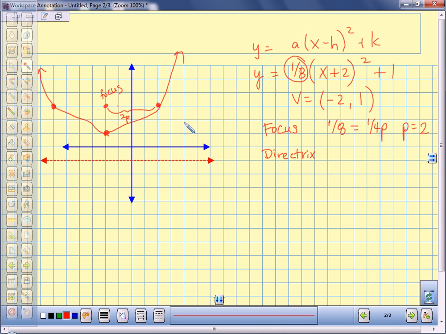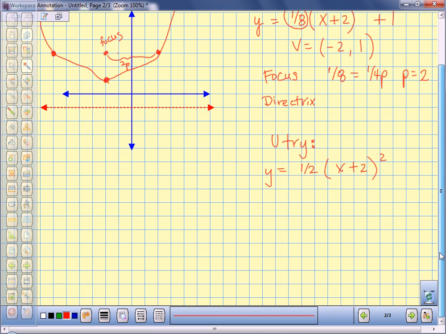Okay, here's a you try, and I'm going to ask that you pause the video because I'm going to keep going. Go ahead and pause the video until the class is ready to check their answer. Okay, here's the equation. Y equals 1/2 (x plus 2) squared. You try graphing this parabola the new way. Press pause now.